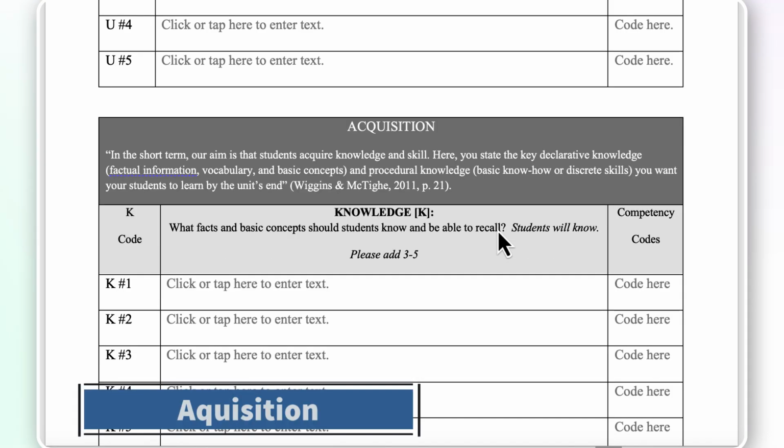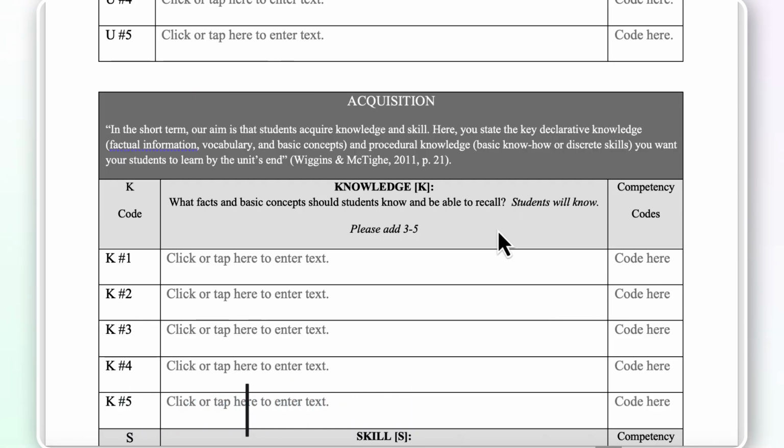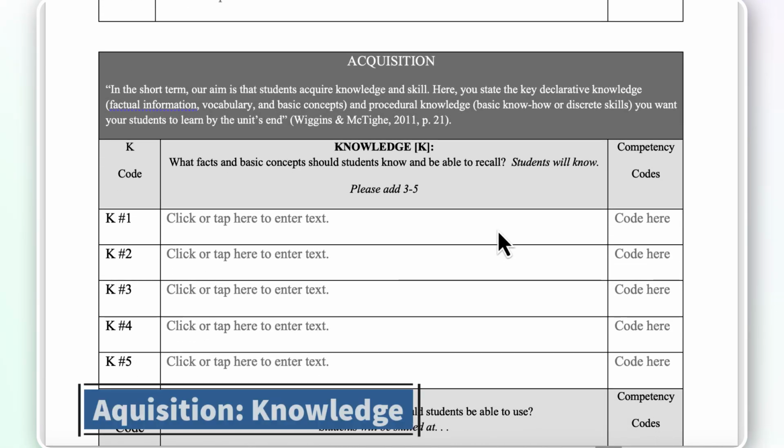The next big section is called the acquisition section. Now, this section is more about the specific knowledge and skills students need in order to build the understanding and then be able to transfer the learning. How are they going to acquire that knowledge? The first one, coincidentally, is knowledge.